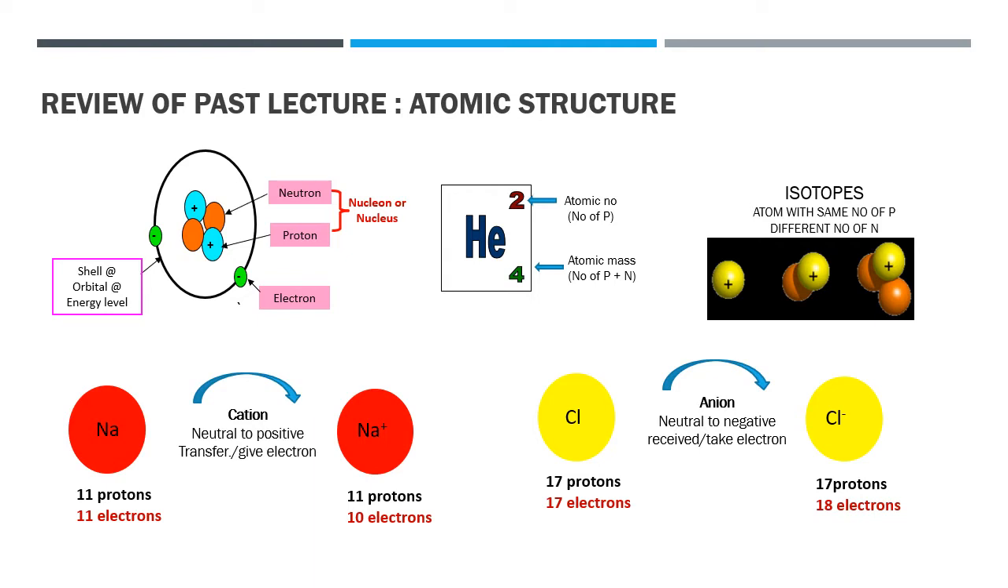An atom with the same number of protons but different number of neutrons is called an isotope. If an atom transfers or gives up an electron, it is called a cation. A cation often has positive charge, while if an atom receives or takes up an electron, it is called an anion. An anion has negative charge.